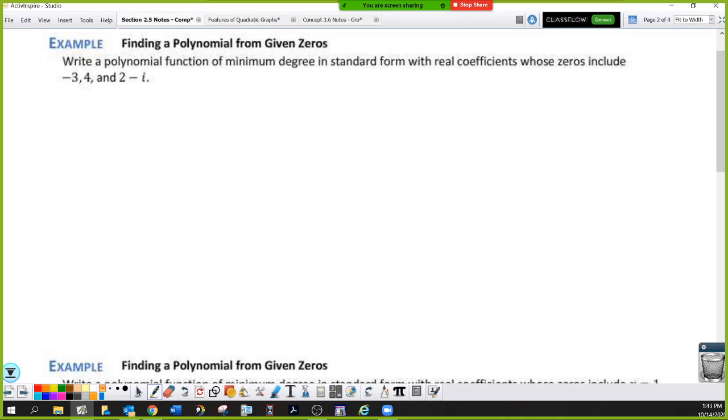There's one complex 0. That's not allowed. So if 2 minus i is a complex 0, what else is? And so is 2 plus i. Its complex conjugate must also exist. So how do we find the polynomial of minimum degree that has these 4 numbers as its zeros? You could FOIL. It would look like this.